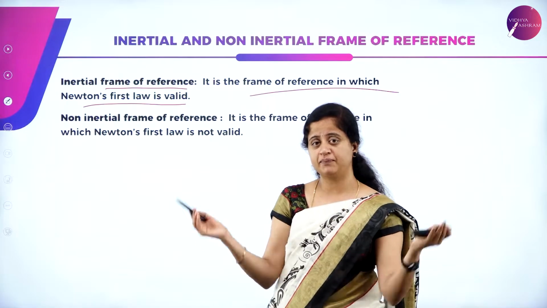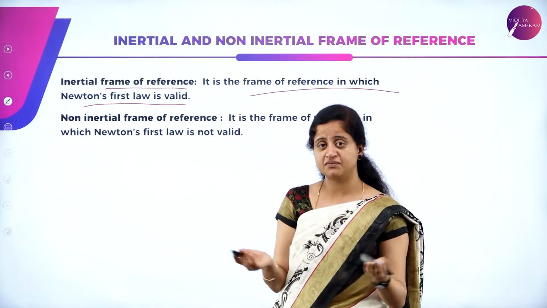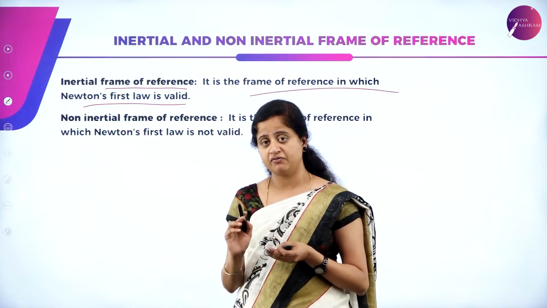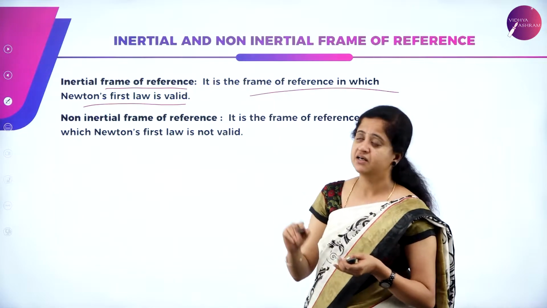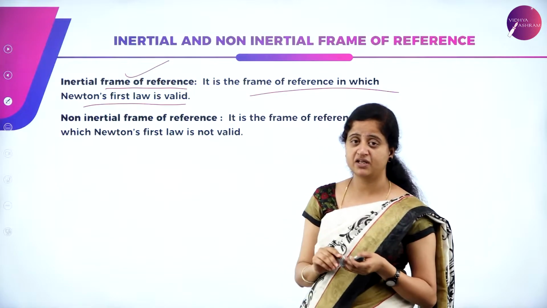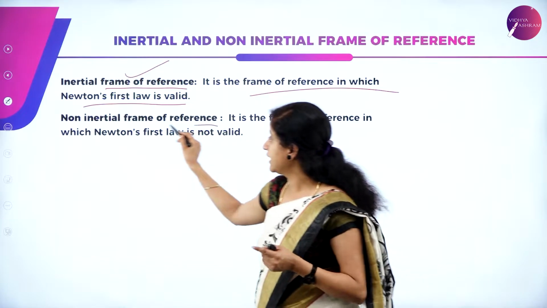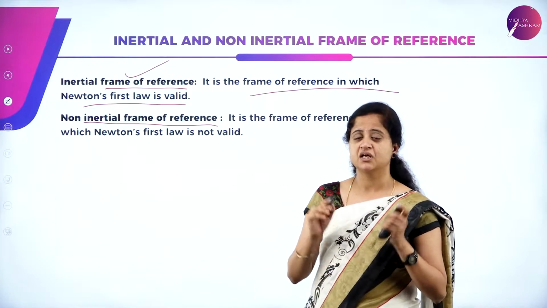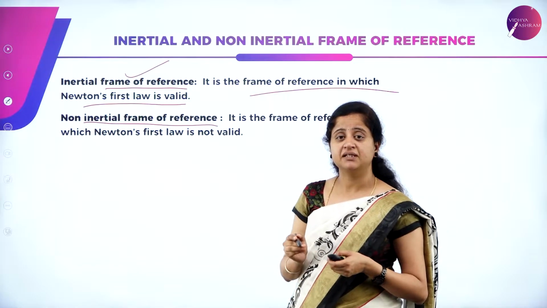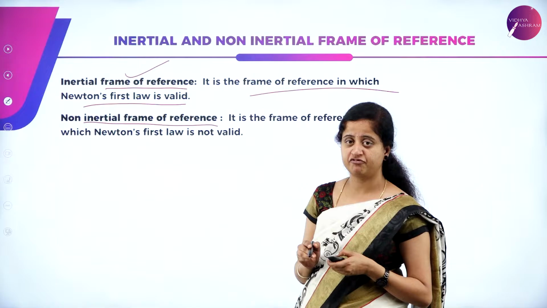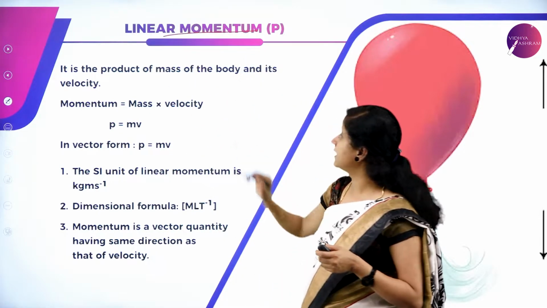Any frame, which means the place from which we are observing something, or the coordinates from which we are observing something, we will call it a frame of reference. So in any frame of reference, if Newton's first law is valid, we will call it an inertial frame of reference. If Newton's law is not valid in a frame of reference, we will call it a non-inertial frame of reference, where we cannot observe the law of inertia, and hence we call it by the name non-inertial frame of reference.